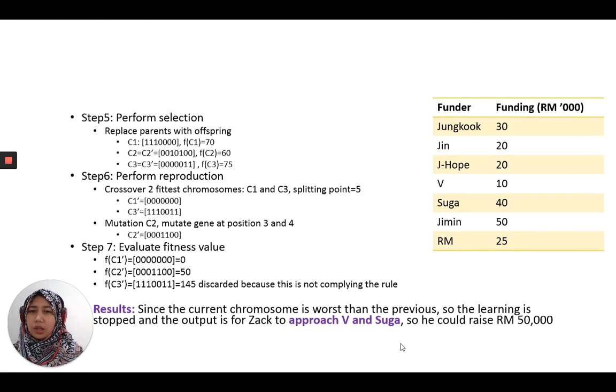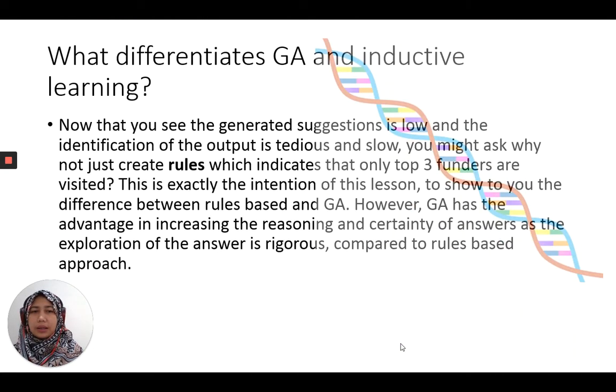Well, you might argue why this time the result is getting poorer, only 50,000. Now you have seen the generated suggestion is lower than the previous generation. And you might also identify that this process is tedious and slow. You might also think, why not just create rules and, let's say, only combine the top 3 funders. This is exactly the intention of this lesson, to show you the difference between rule-based and the GA. So next, let's explore further the advantage of GA.